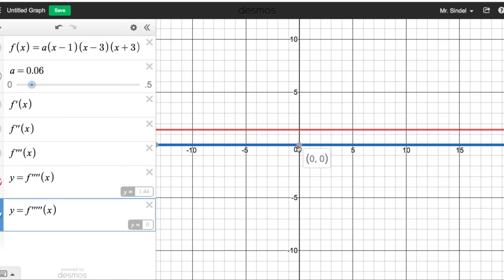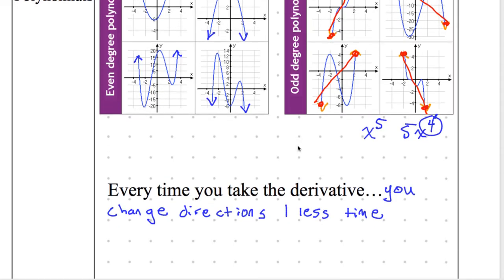All right. I just really want to drive home the idea of when you take a derivative, you change directions one less time. Because in the future, I'm going to be asking you what's the derivative of a positive cubic? And you'll answer, it's a positive quadratic. Or what's the derivative of a 5th degree polynomial that's negative? It's a fourth degree polynomial that's negative. The negative sign doesn't go away. The positive sign stays there if it was there, but you're just going down a power. You're changing direction one less time.